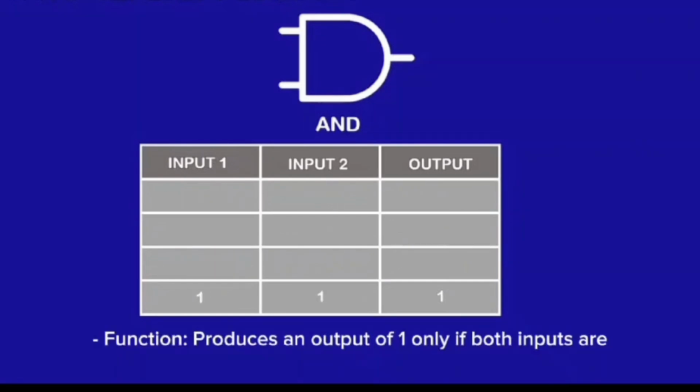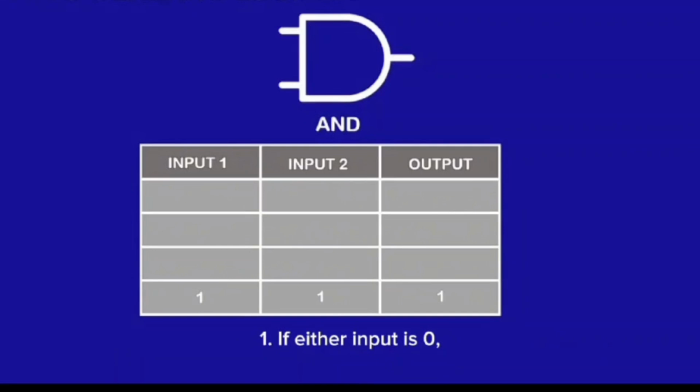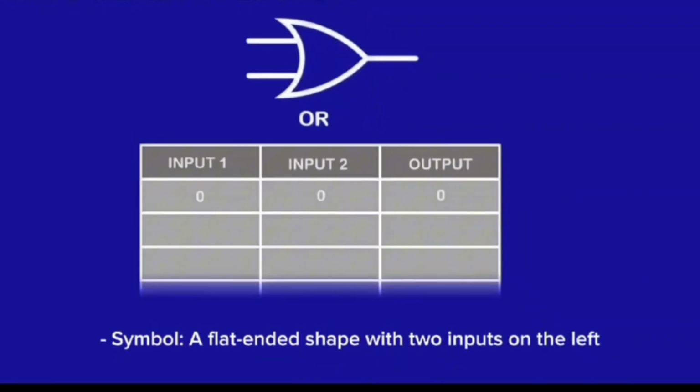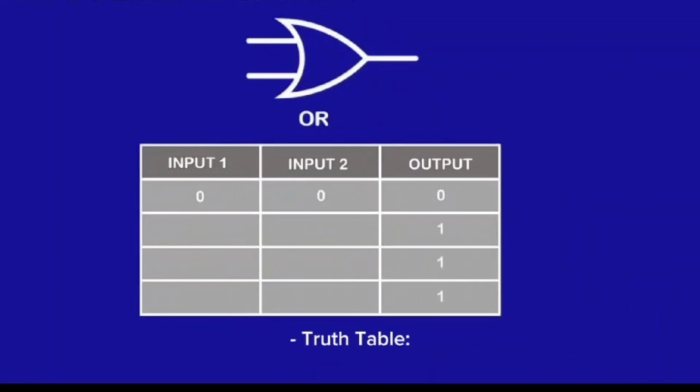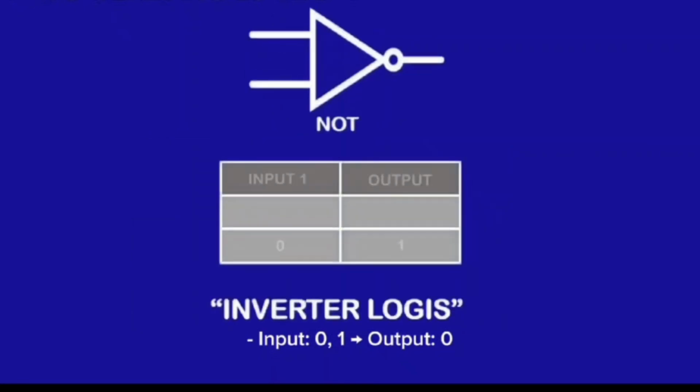2. AND gate. Function: produces an output of 1 only if both inputs are 1. If either input is 0, the output is 0. Symbol: a flat-ended shape with 2 inputs on the left and 1 output on the right. Truth table: input 0, 0 output 0; input 0, 1 output 0; input 1, 0 output 0; input 1, 1 output 1.